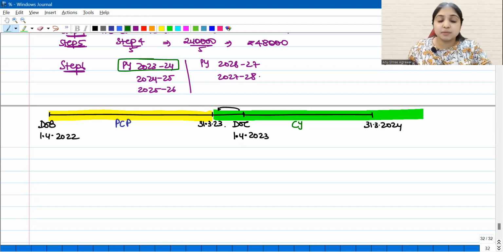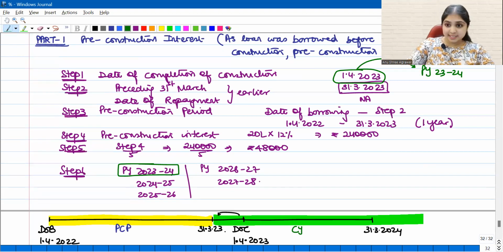So for the pre-construction period, the total interest was 2,40,000. This 2,40,000 we will get as a deduction across 5 years starting from 23-24 onwards. So Mr. A, pre-construction interest, everybody is clear?